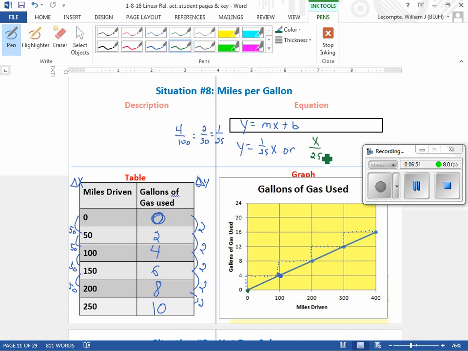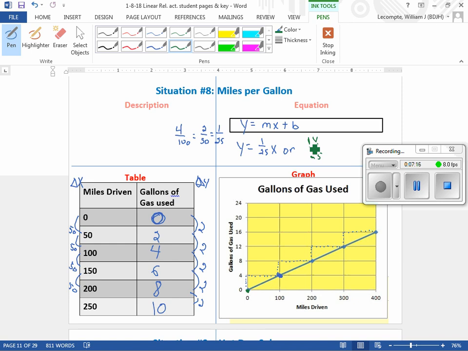So I said that incorrectly. I meant the number of gallons over the number of miles driven. So we have an imaginary 1 there, so it's really 1 over 25 times x, or x over 25. So if we go 4 gallons, then we should have 100 miles that we drive.